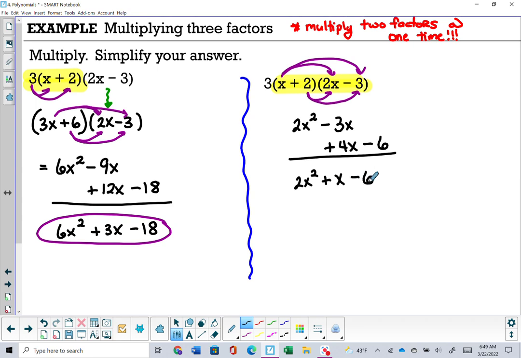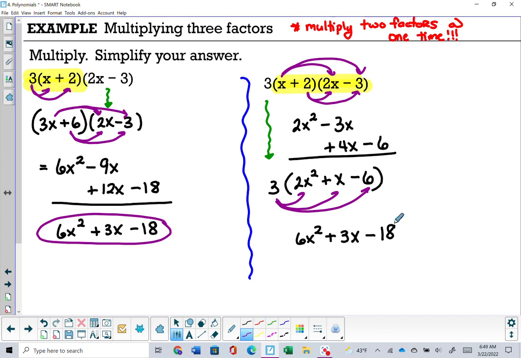All right, now you need to take that result and remember to bring down that first factor that we haven't multiplied through yet. Now I'm going to multiply that first factor to those three terms. So distribute the 3 to the 2x squared. That gives me 6x squared, plus 3 times x gives me 3x, minus 3 times 6 gives me 18. So as you can see here, the result for what I did second is the same as the result for what I got first.